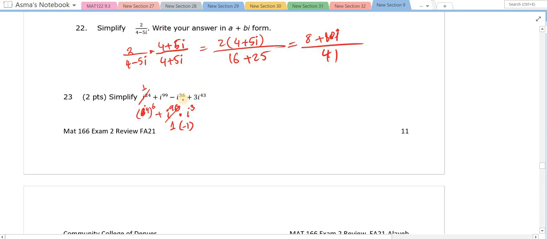So 36 is going to be 1 because I know that's a multiple of 4. 43 is going to become negative 1. And then times 3 is going to be negative 3. And then you find the final answer.